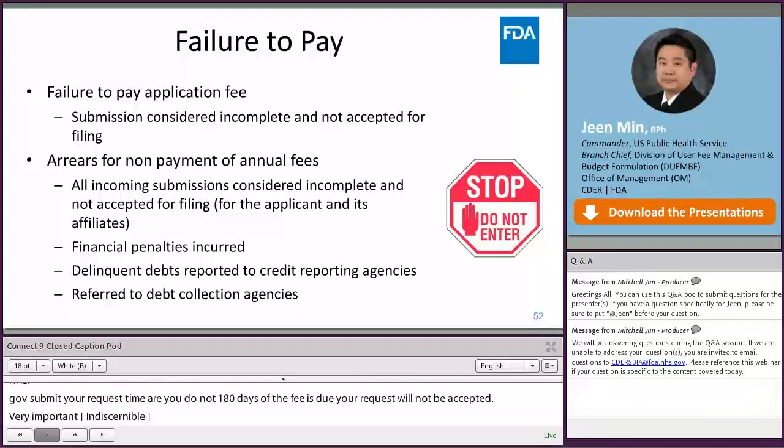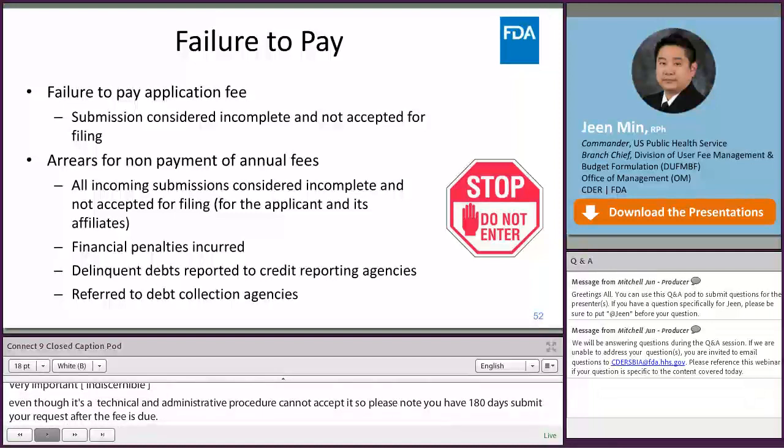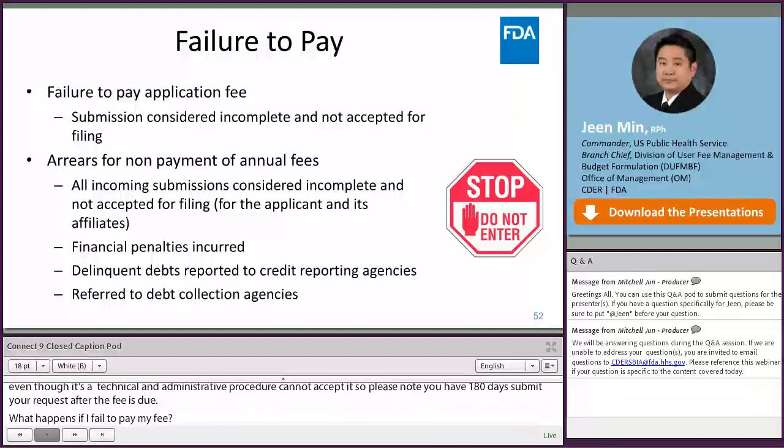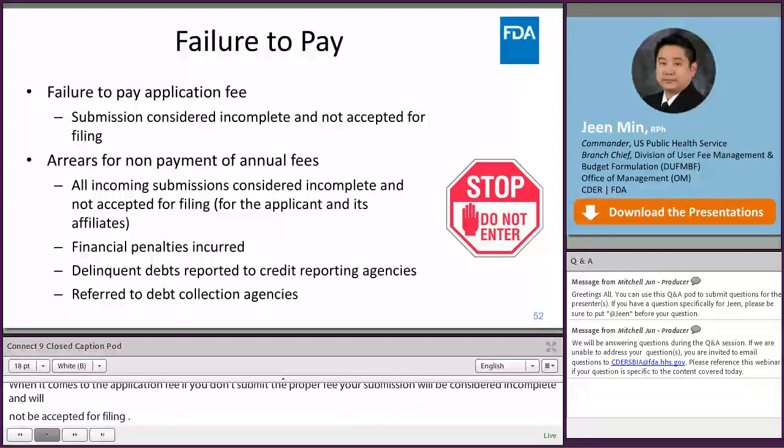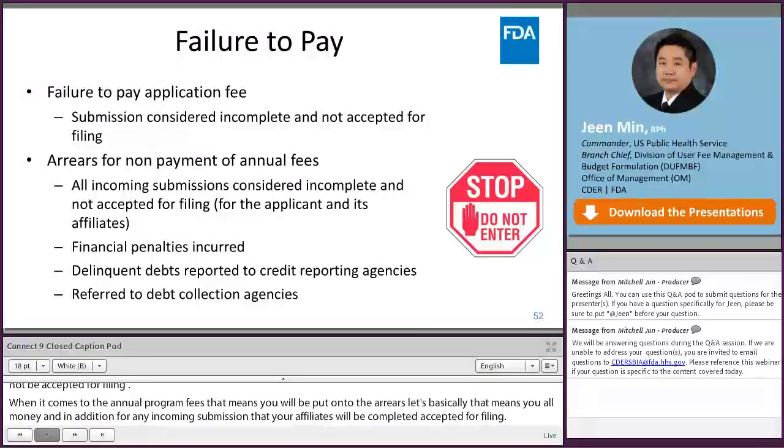Now, what happens if I fail to pay my fee? When it comes to the application fee, if you don't submit the proper fee, your submission will be considered incomplete and will not be accepted for filing. But when it comes to the annual program fees, that means you'll be put onto the arrears list. Basically, that means you owe us money. And in addition, any incoming submissions, which includes your affiliates, will be considered incomplete and not accepted for filing. There also are financial penalties that are incurred, and the delinquent debt will be reported to the credit reporting agencies and referred to a debt collection agency.